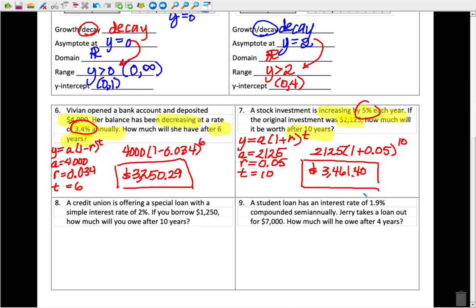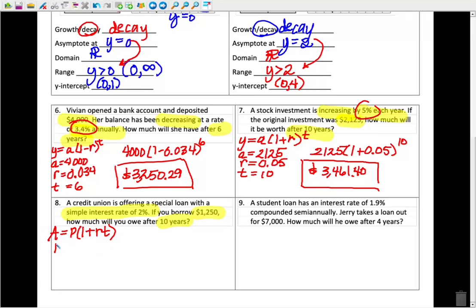Number 8, a credit union is offering a special loan with a simple interest rate of 2%. You're going to borrow $1,250. We want to know how much you're going to owe after 10 years. Simple interest rate means you're going to use the simple interest formula, which is total amount owed equals your principal times 1 plus your rate times your time. There is no exponent on the outside.